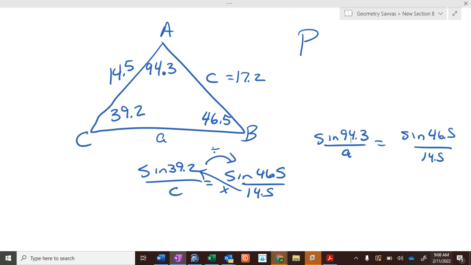Yeah, C is not right. Let's try that again. So 14.5 times the sine of 39.2 divided by the sine of 46.5 equals. What do we get? 12 point something?